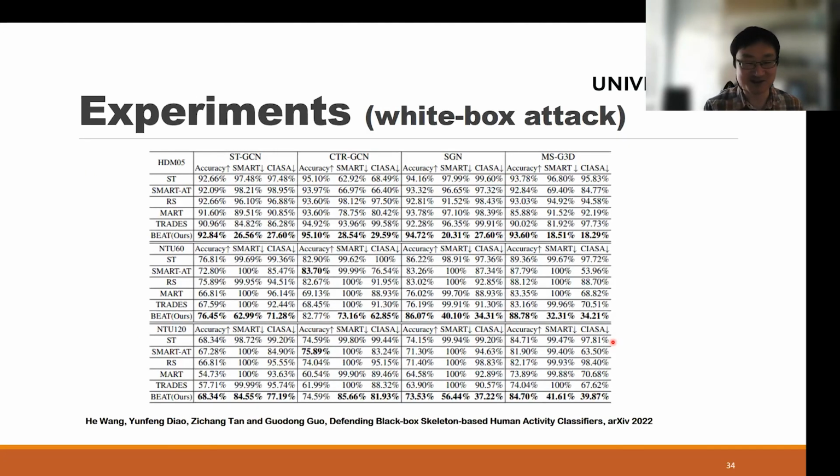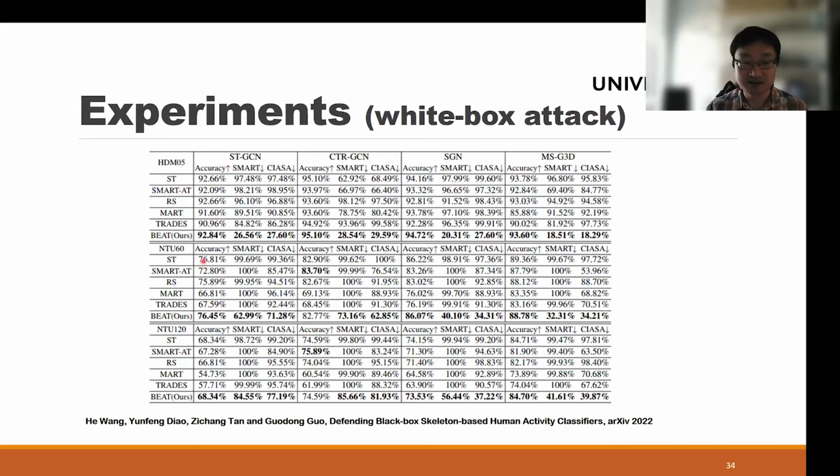So some results. Sorry about the big table here. We tested these 4 state-of-the-art classifiers on 3 data sets, HDN 0.5, NTO60, and NTO 120, under 6 different training schemes. ST means standard training. Smart AT means adversarial training based on SMART. RS stands for randomized smoothing. Then we also have 2 other defense methods called MART and TRADES. They are the state of the art for defending image data, not motion data, right? We're just using them as baselines.